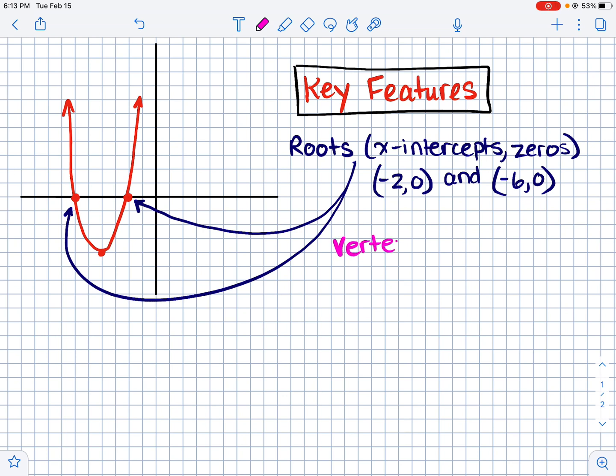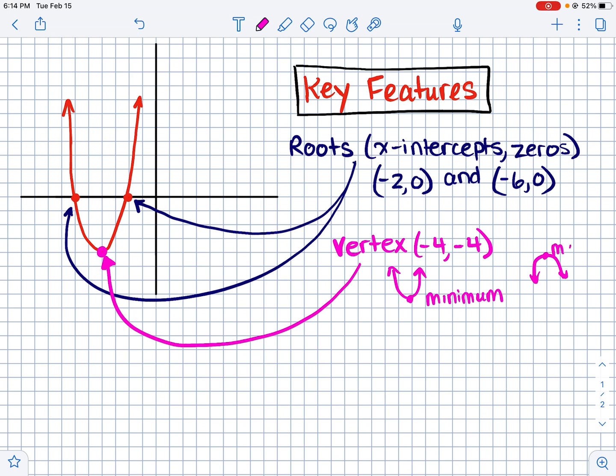Let's do the vertex. Okay, the vertex is either going to be the lowest, so like the minimum point, or it's going to be the maximum point. So in this case, it happens to be the minimum point. So that's the vertex. So the vertex is at (2, -4). So that's where the vertex is. In this case, since our parabola is opening up, our vertex is actually a minimum. Whereas if our parabola was opening down, that would be a maximum.